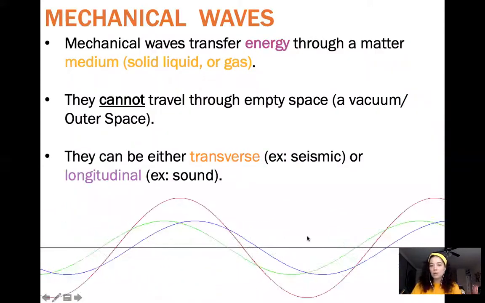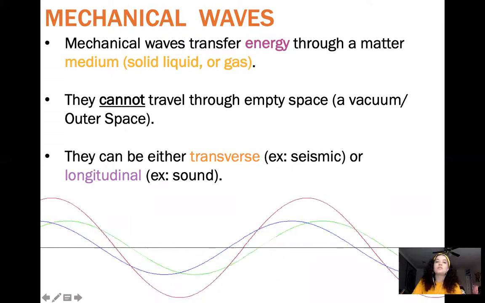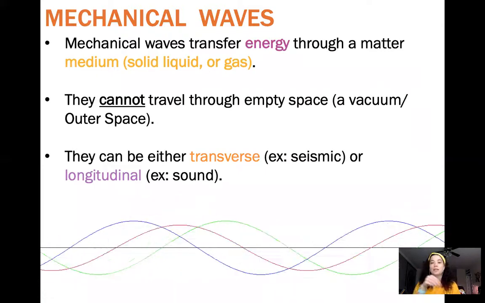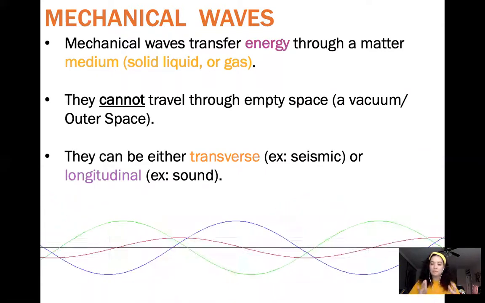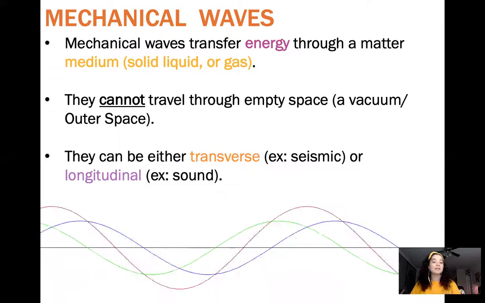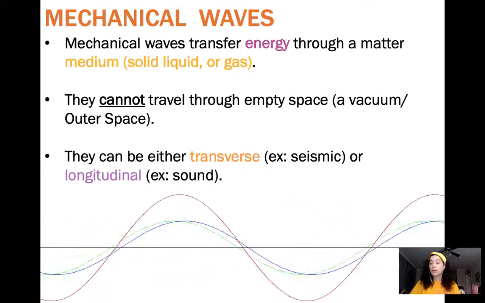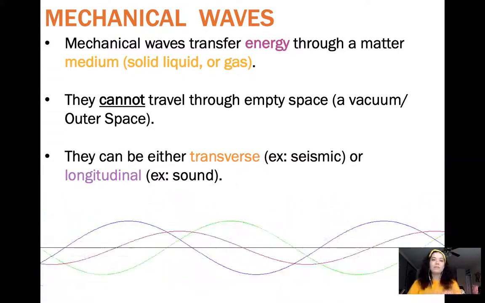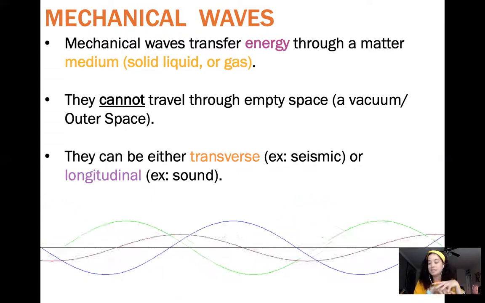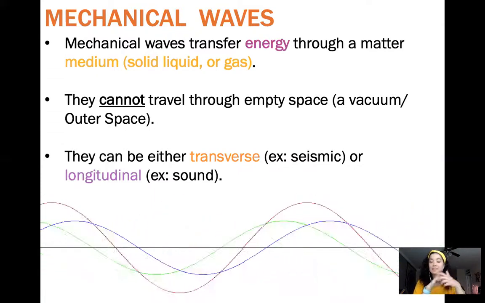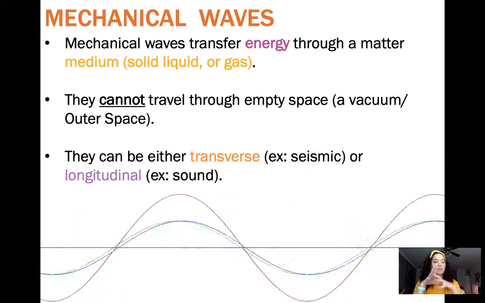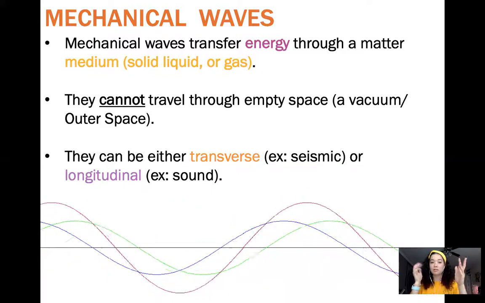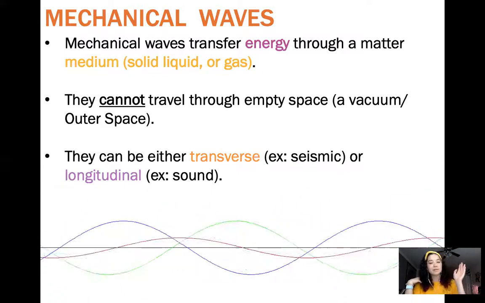So a mechanical wave is a wave that transfers energy through a matter medium. So we actually need something for the wave to go through. That something can be a solid, a liquid, or a gas. Doesn't matter, but it needs something. These waves cannot travel through empty space. Empty space is a vacuum, right? There's nothing in it, not even air particles. An example of a vacuum is outer space, in case you're like, I still don't get it.